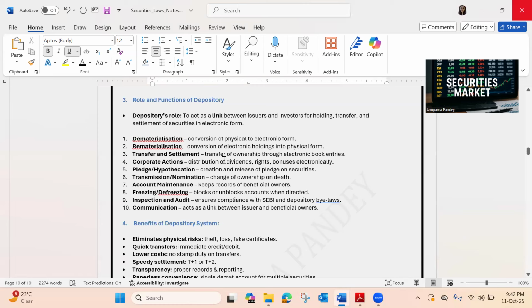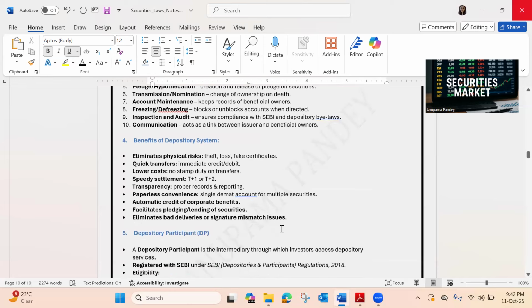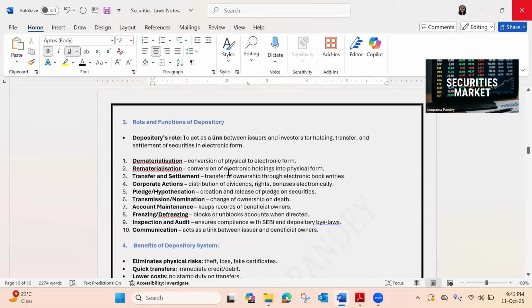Now transfer and settlement, transfer of ownership through electronic book entries. Corporate actions, distribution of dividends, rights, bonuses are done electronically. Pledge and hypothecation of shares, transmission and nomination of shares, account maintenance for the beneficial owners, freezing and defreezing of shares, inspection and audit to ensure compliance with SEBI and depository bylaws is done by the depository. Communication, it acts as a link between issuer and the beneficial owner, which we have already read. This was the role to be played by the depository.